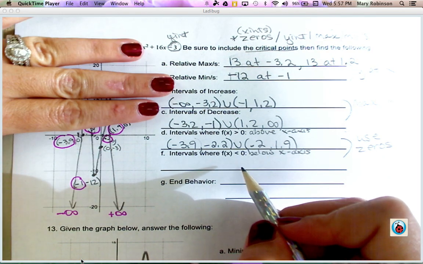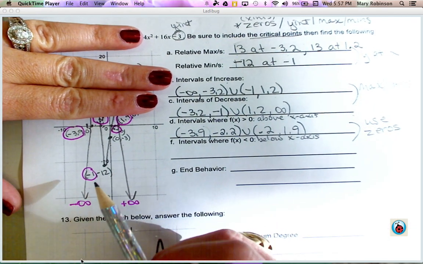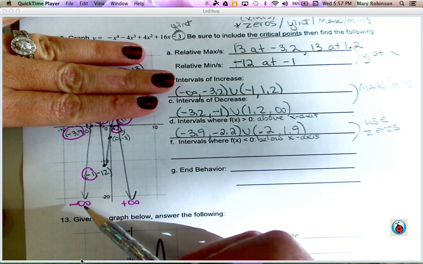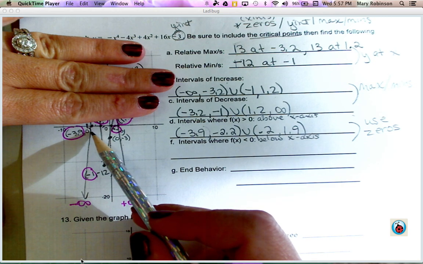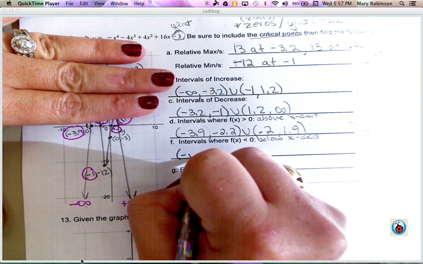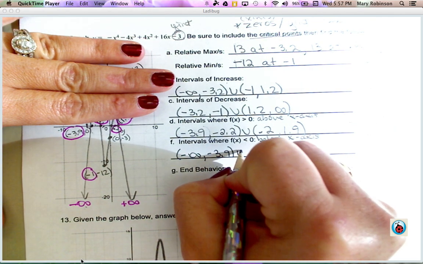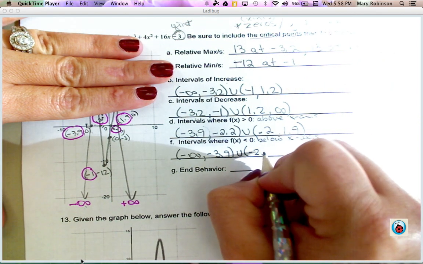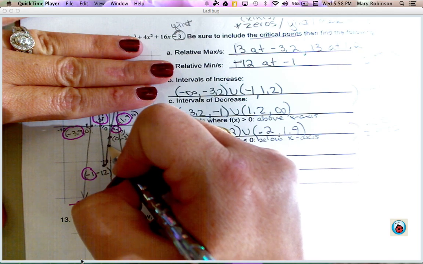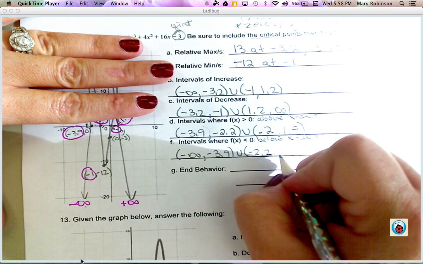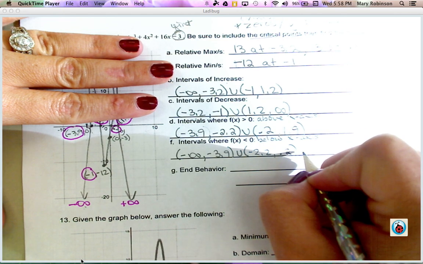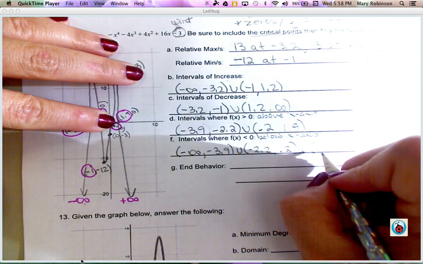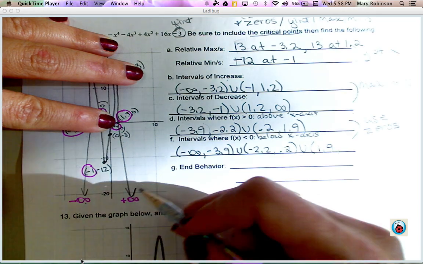Now where it is below the x-axis, we're going to use these zeros again, but remember, you're going to start with negative infinity because here it's below. So from negative infinity up to negative 3.9, it's below. So negative infinity to negative 3.9. Then it picks back up at negative 2.2. It's below until we hit 0.2. And then it goes above again. And then at 1.9 it starts to go below. So I'm going to use 1.9 to positive infinity.